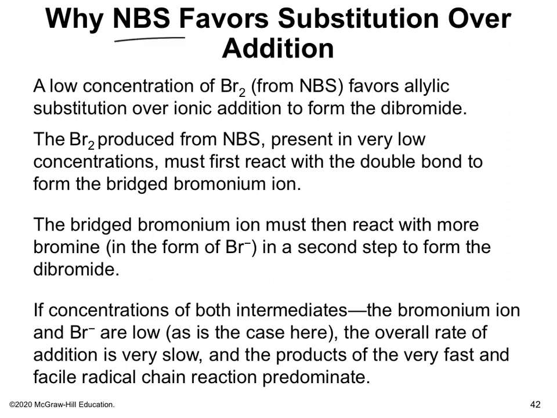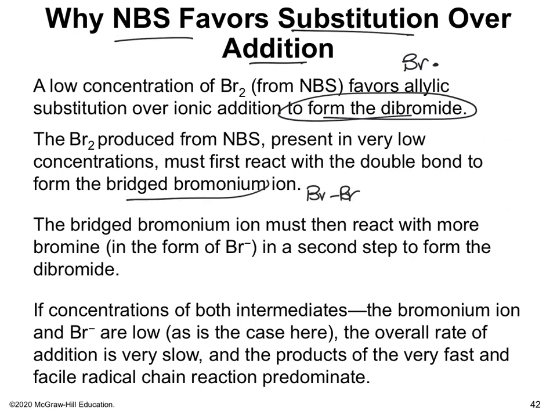So why does NBS favor substitution over addition? It's because you get a low amount of Br2, and so you can generate that radical. But when you add just bromine straight, there's so much of it, you're going to get your bridged bromonium ion. So it's all about keeping the concentration of bromine low. And so you get the bromine radical rather than the bromide.